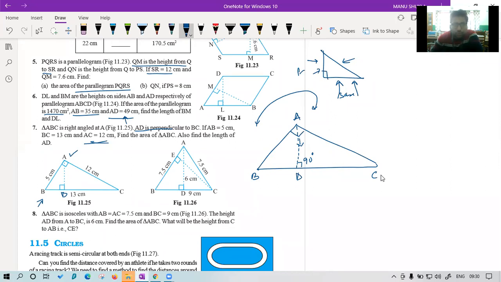Now, they are saying AB is given to you as 5 centimeter. Please help me in this question. Okay. This is a little tough for me. BC is 13 centimeter. Okay. AC is 12 centimeter. And find the area of triangle ABC. Class, how will you find area of this triangle ABC? Please tell. Which side you will take as base, which side you will take as height? Just tell me the answer.